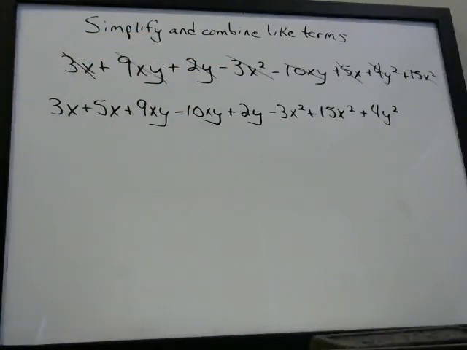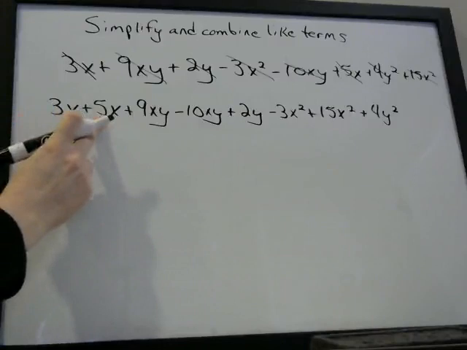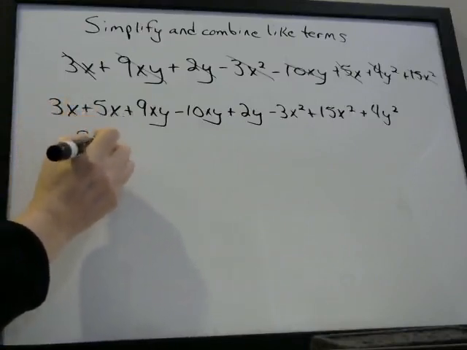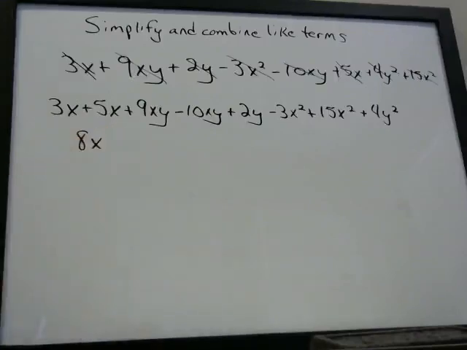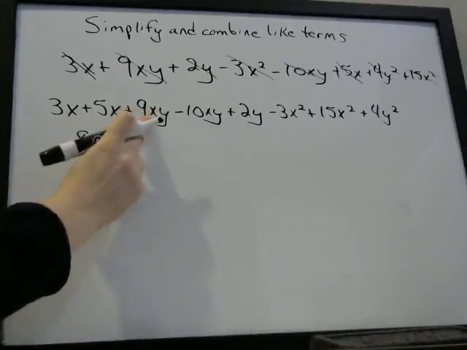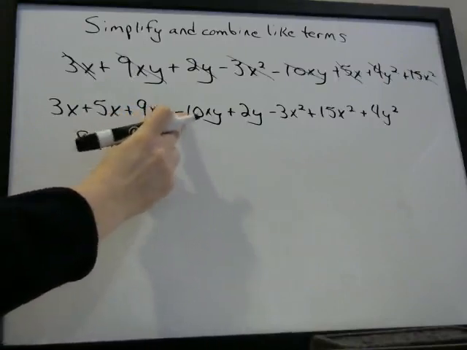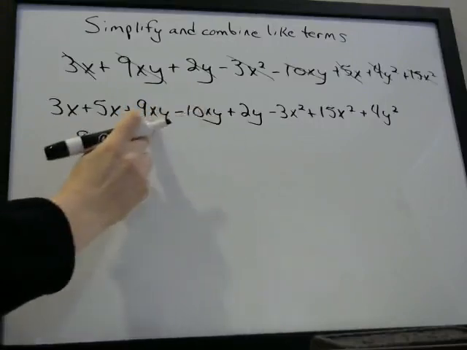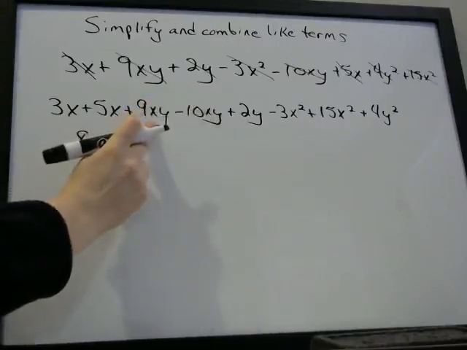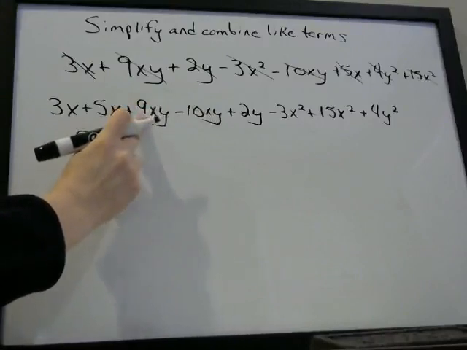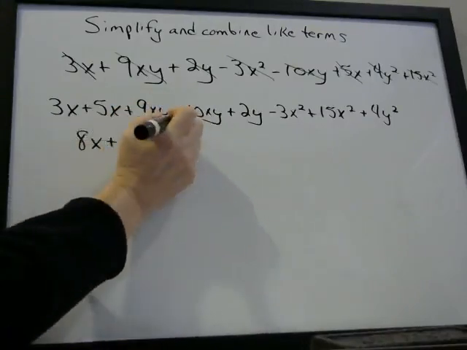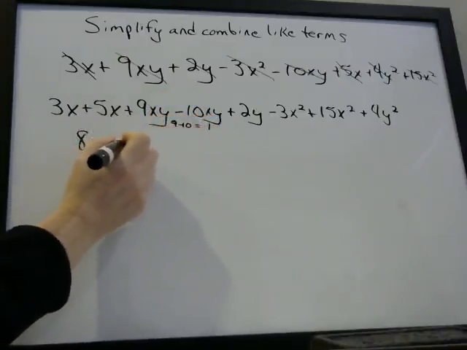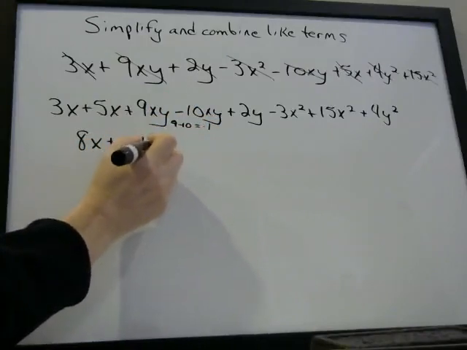So now let's combine like terms. Here we have 3x plus 5x. So we can combine these x's. 3x plus 5x is just 3 plus 5 is 8x. Plus, here we have 9xy minus 10xy. So even though there's 2 variables here, it's the same philosophy. So here we have 9 minus 10. So 9 minus 10 is negative 1. So this is really going to be minus 1xy.